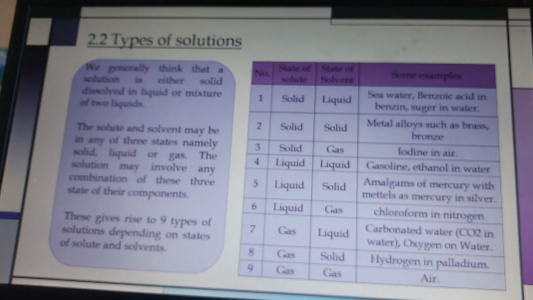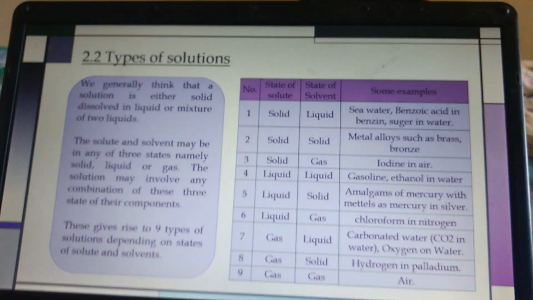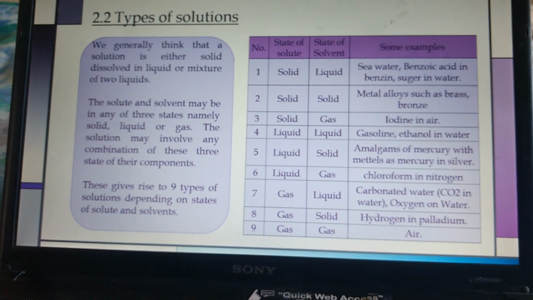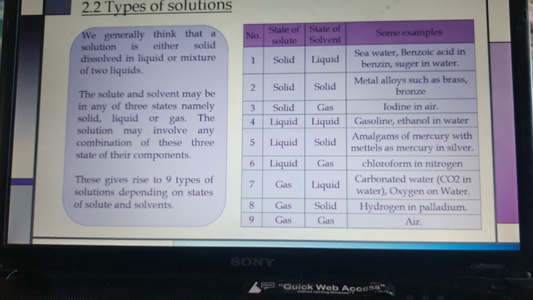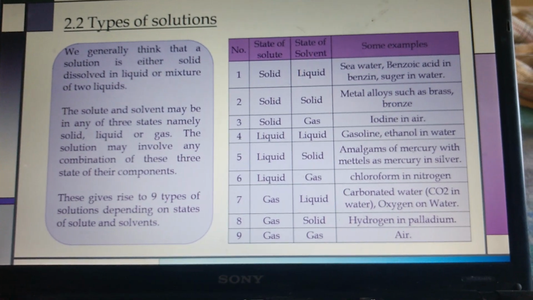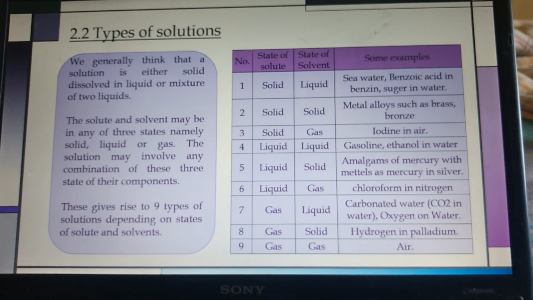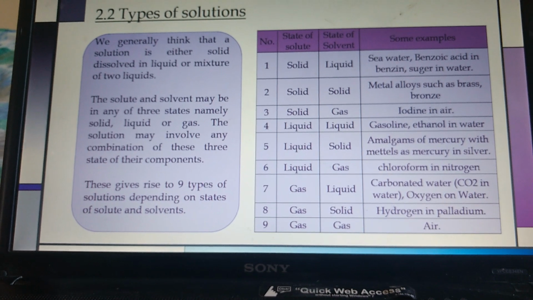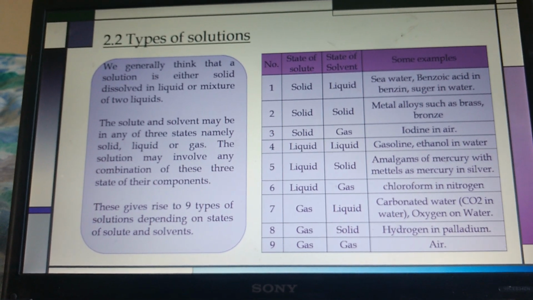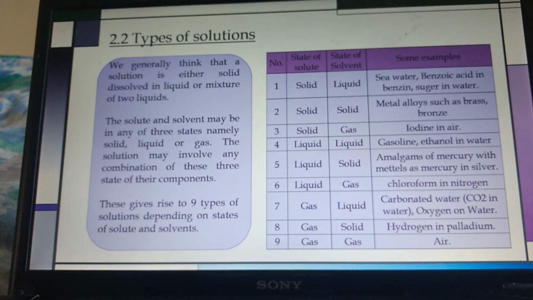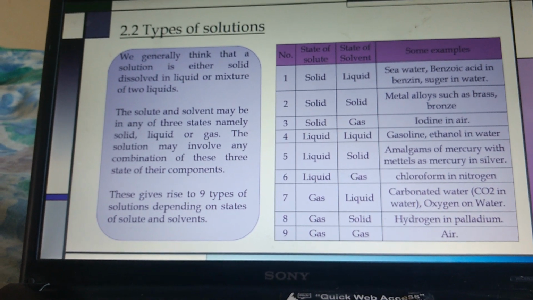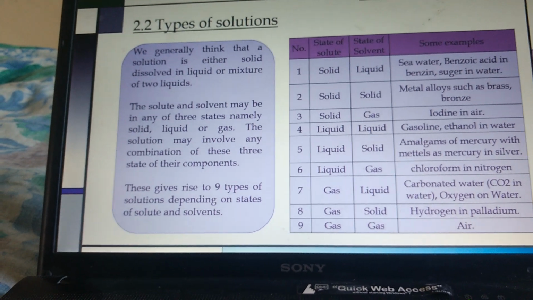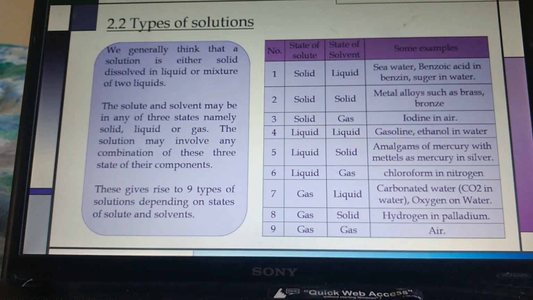So let's start the types of solution. We generally think that a solution is either a solid dissolved in liquid, or a mixture of two different liquids. There is one more difference between the solute and solvent. Solute is always in small quantity, while the solvent is in large quantity. So when the solute and solvent get added, we get the solution. That is, the solution is the combination of solute and solvent. The solution may involve any combination of these three states, that is solid, liquid or gas.